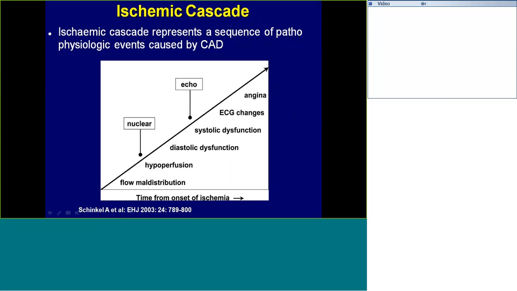So all of us are aware of this ischemic cascade. The only point I like to highlight in this ischemic cascade is that hypoperfusion precedes all other echo or ECG detected abnormalities like diastolic dysfunction, systolic dysfunction, ECG changes, or the patient's clinical symptoms like angina. All these things are preceded by the hypoperfusion, which is going to be detected by the myocardial perfusion imaging. So that clearly states the importance of performing myocardial perfusion imaging as far as the detection of ischemic heart diseases is concerned.